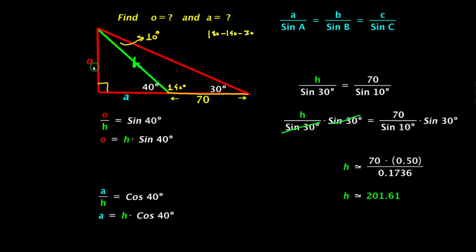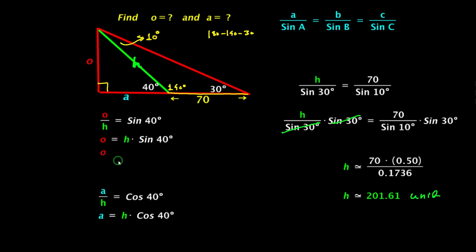Now, do we have any units? There are no units. When there are no units, we just write the length of this side as 201 units. Now we have to find the value of side O and the value of side A. All we do is simply plug in the values.